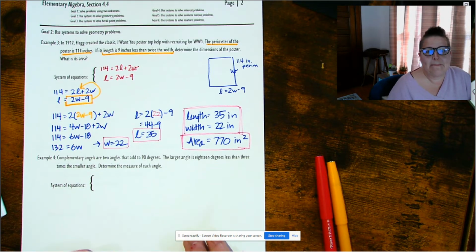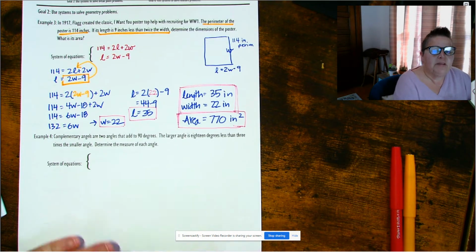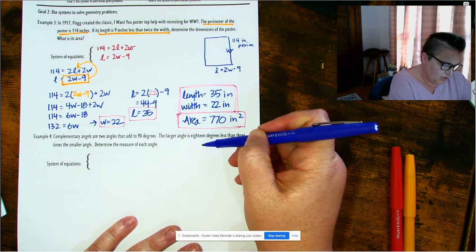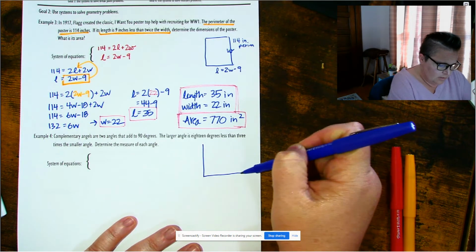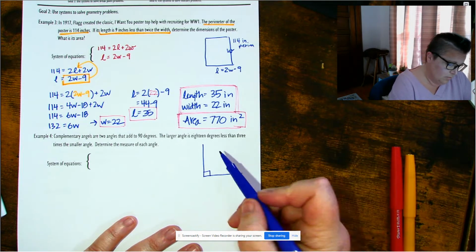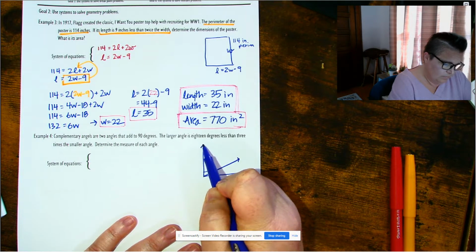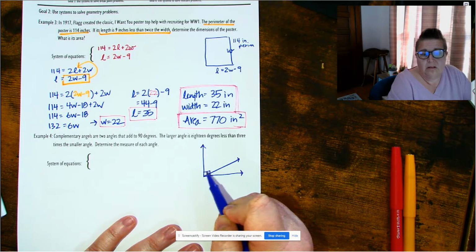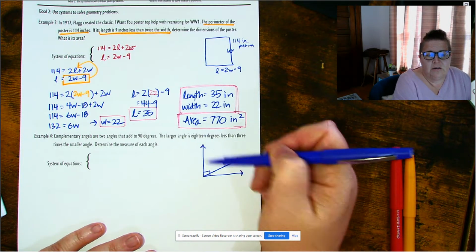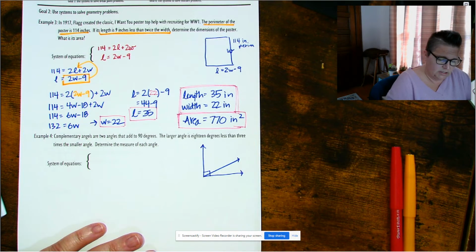Okay. All right, a second example from geometry. Complementary angles are two angles that add up to 90 degrees. Oh, a good geometry question. So complementary angles are two angles that add up to be a right angle. There is generally a smaller angle and a larger angle. Right angle is 90 degrees and gets the right angle box. The larger angle is 18 degrees less than 3 times the smaller angle. Determine the measure of each.